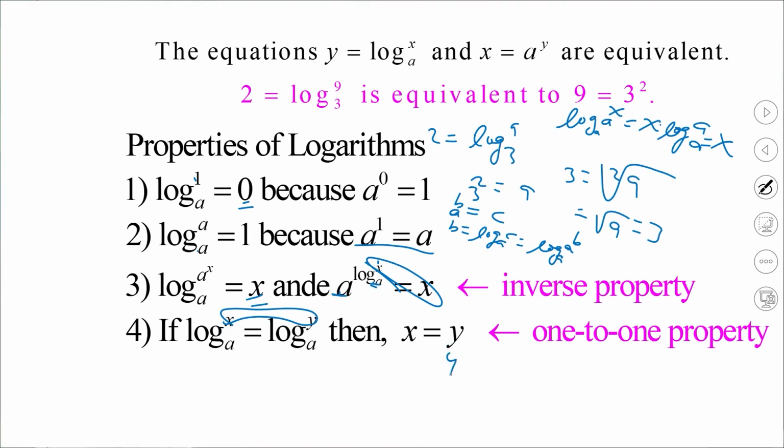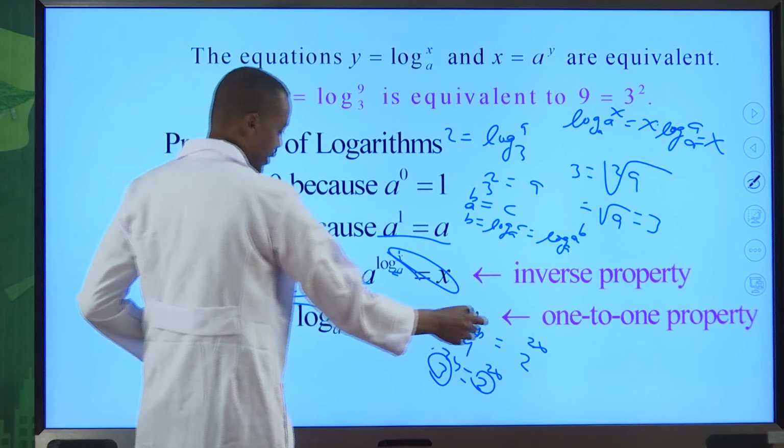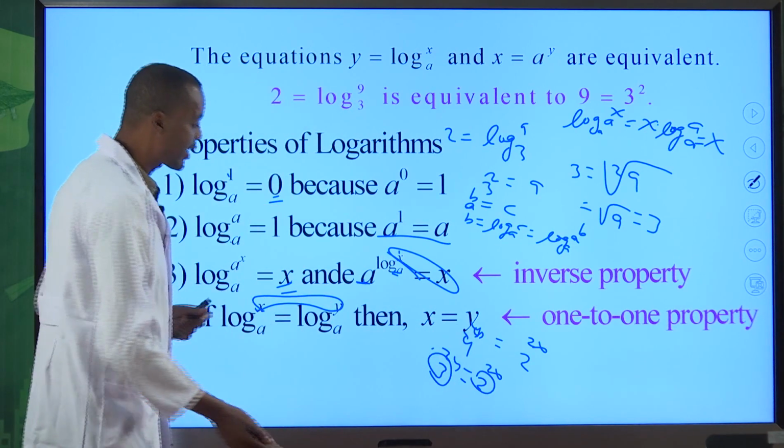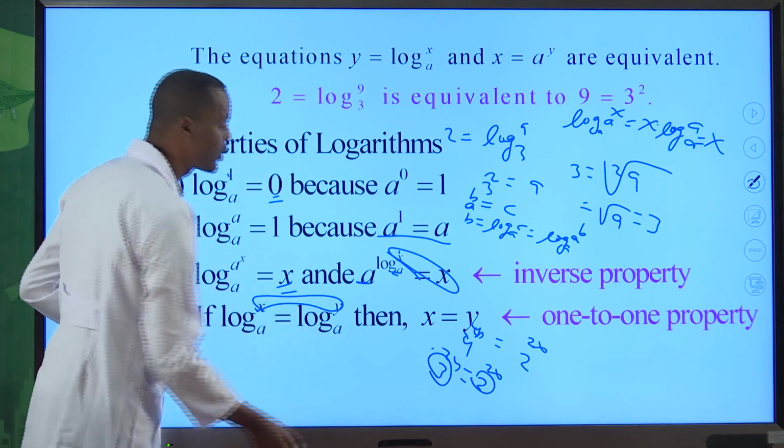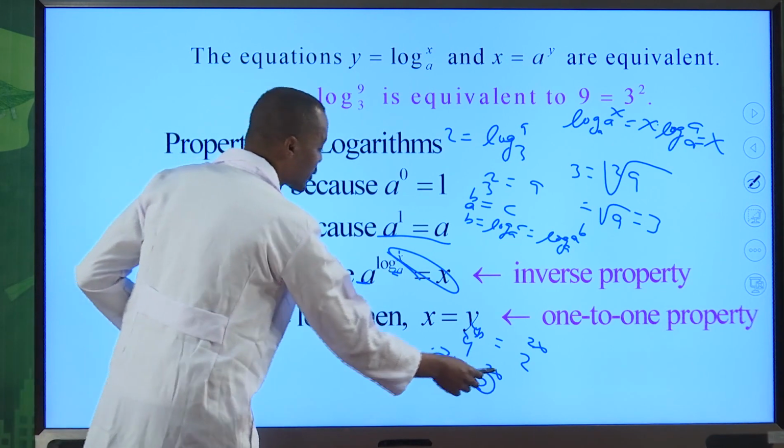A while ago we were saying that, for example, if I have 9 to the power of some expression, say y, and I also have 3 to the power of some expression like 2x, then I can rewrite 9 as 3 squared, so 3 to the power of 2y is equal to, say for example, 3 to the power of 2x. Then I have to first make the two bases equal in order to take the exponents to be equal to each other. Otherwise, if this has base 3 and this has base 2, then I cannot take this 2y to be equal to 2x.